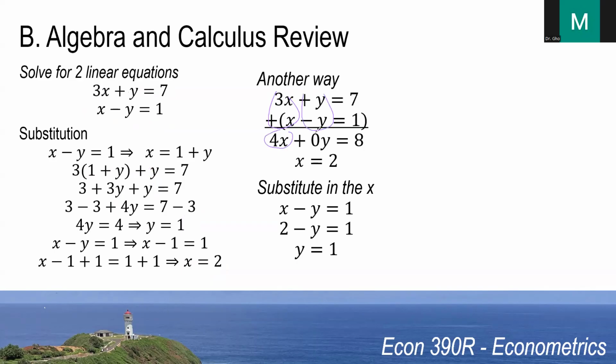Plus y minus y, you get 0y. 7 plus 1 is 8. So 4x equals 8. Divide both sides by 4. x equals 2. Then you see a little substitution. Plug that in, and you get the same solution. So that's a handy way to look at this.